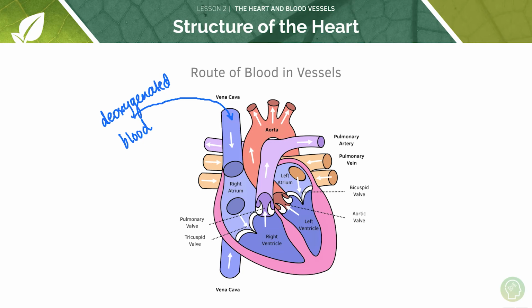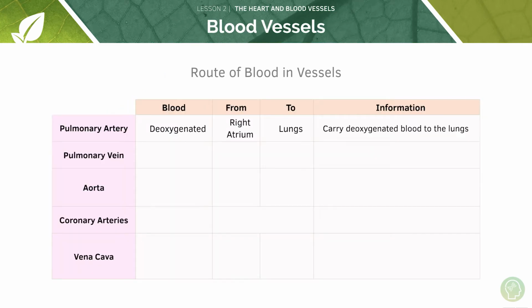It's then going to go to the lungs, and once it's been oxygenated, it's going to come back via the pulmonary vein into the left atrium, then into the left ventricle, and back out through the aorta to the rest of the body. So your pulmonary artery, remember, is carrying your deoxygenated blood from your right atrium to your lungs. In contrast, the pulmonary vein carries oxygenated blood back to the heart.